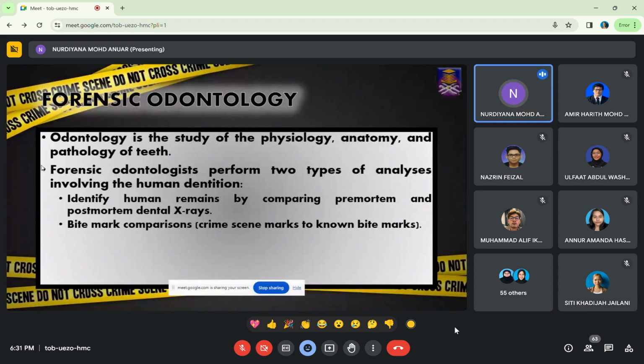Kita compare dengan postmortem. Dekat tempat kejadian, contoh kes rape, kita boleh compare based on the bite marks evidence. Sebabnya mangsa mungkin dia sempatlah gigit tangan suspek ke, ataupun suspek tu sendiri mungkin dia gigit bahu mangsa ke. So ada tinggal bite marks dekat situ. So kita boleh buat comparison.